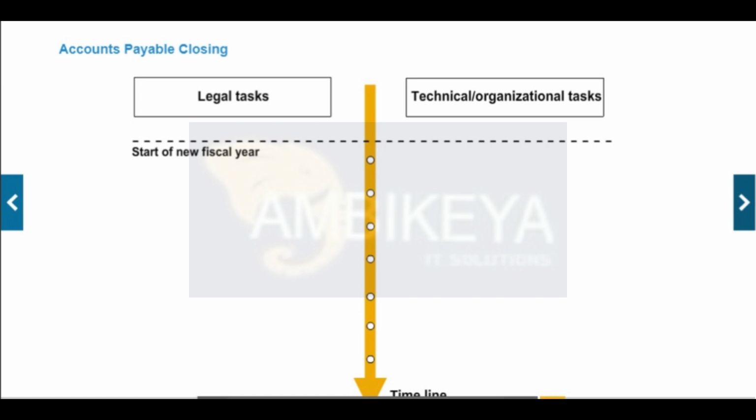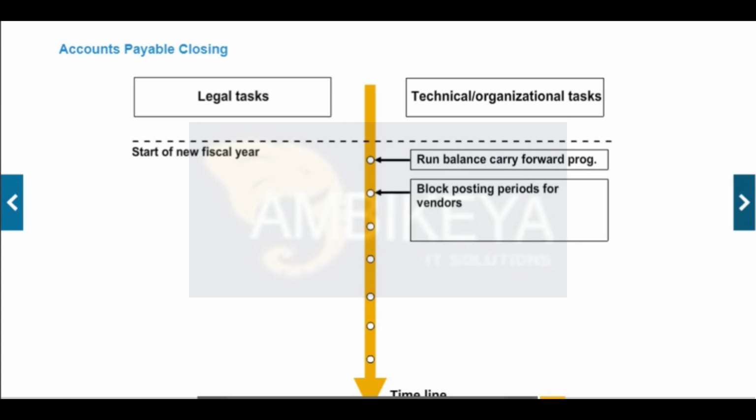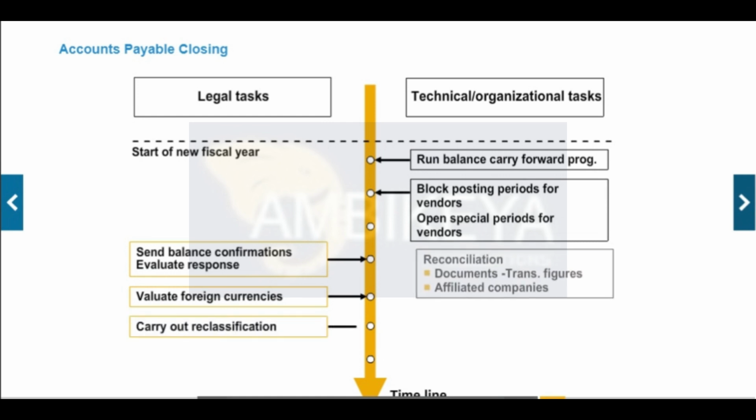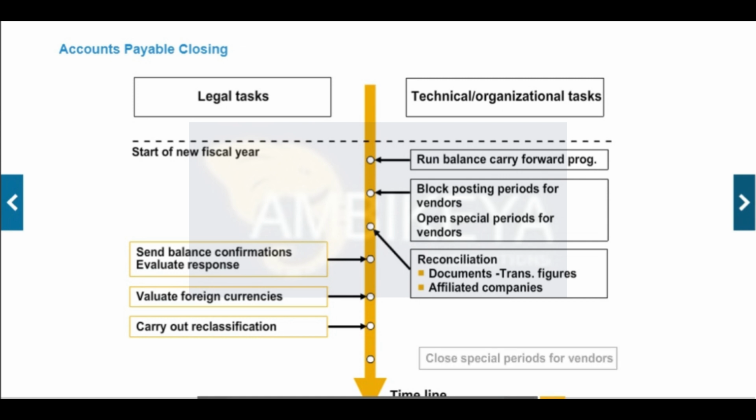At the beginning of the fiscal year, the balance carry-forward program is run, carrying forward the balances of the vendor accounts to the next fiscal year. The posting periods of the old fiscal year are blocked, and the special periods for closing postings for fiscal year-end adjustments are opened. Afterwards, the balances with selected vendors are confirmed. The foreign currency documents are valuated and the accounts payable are regrouped according to remaining life, required only in certain countries. Once complete, the special periods can be closed.